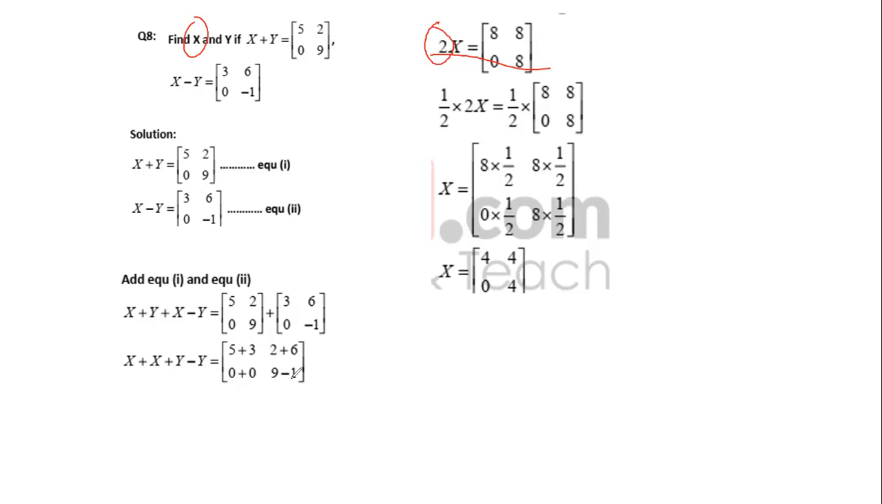remove this 2. So when we multiply 1 over 2 on both sides, these two will cancel each other, and 1 over 2 goes with each term. So 1 over 2 with 8, 1 over 2 with this 8, 1 over 2 with 0, 1 over 2 with 8. So they will cancel each other, giving you 4, 4, and 0. So that's the value of x. X is done. Now we have to find y.